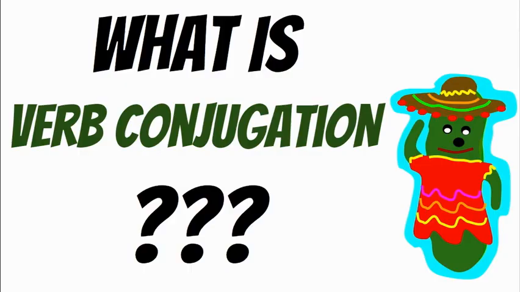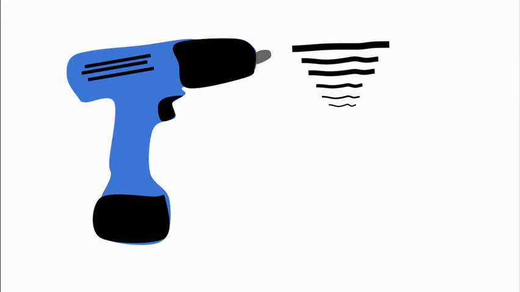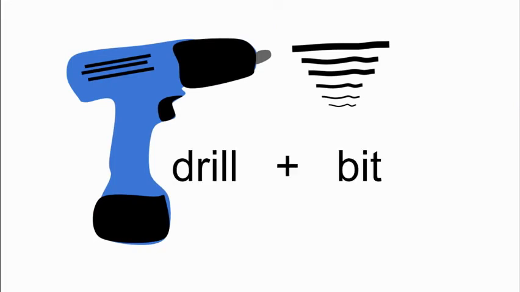So now finally, let's talk about what exactly this verb conjugation thing is. Well, one way to think of verb conjugation is like using a drill when you're trying to build something, do some construction. First, you've got your drill, and the drill is the base.